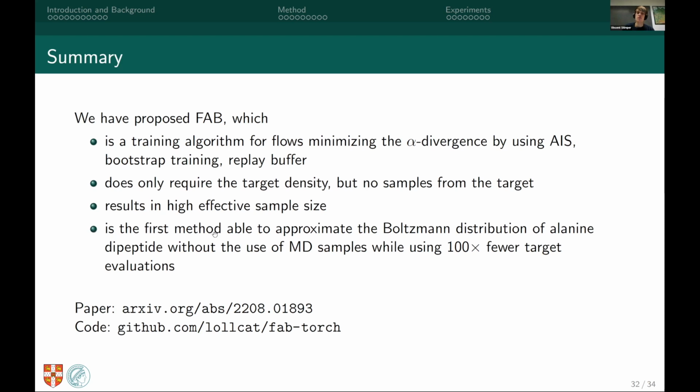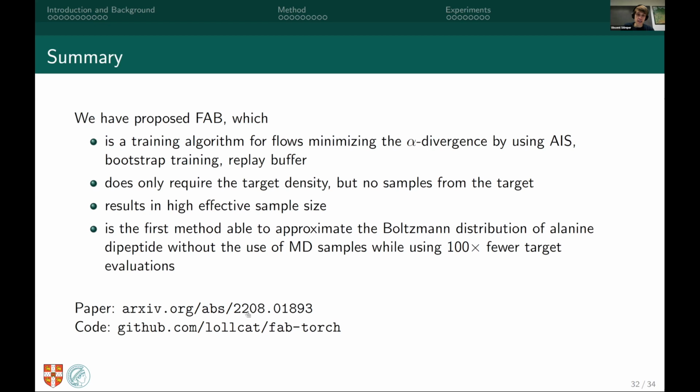And also, we were actually the first to efficiently learn the Boltzmann distribution of alanine dipeptide without using any MD samples, by using 100 times fewer target evaluations. Learning it to some extent is possible with other objectives as well, but the numbers were much worse if we use other objectives. So we were really the first to learn this distribution very well without the use of any MD samples.